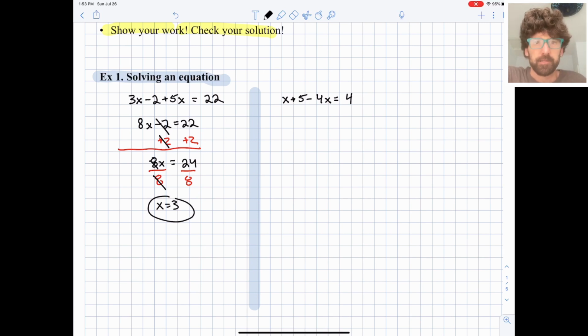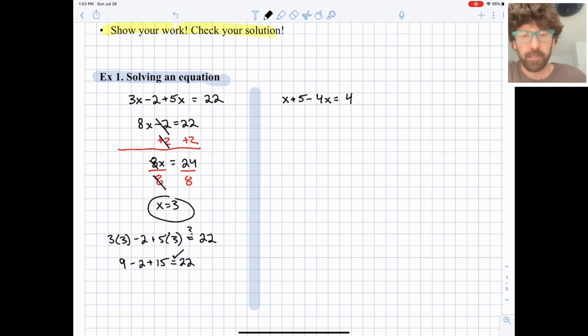For some of these harder ones, it's worth it to maybe sometimes go through a more formal written check. Certainly at least do a mental, thoughtful check in your head. But let's do a more formal check right here. We have 3 times 3 minus 2 plus 5 times 3. And we're wondering if that's equal to 22. Is 9 minus 2 plus 15 equal to 22? 7 plus 15 is 22, so that checks out. So it looks like we did that one correctly.